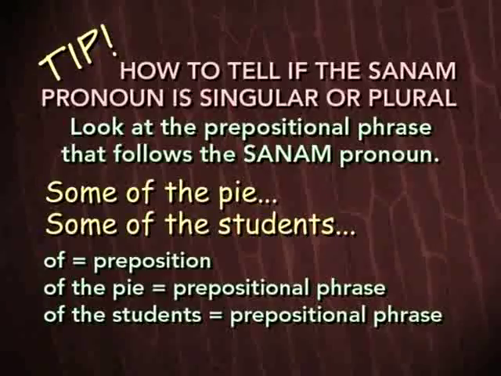If the object of the prepositional phrase is singular, then the SANAM pronoun is singular. If the object of the prepositional phrase is plural, then the SANAM pronoun is also plural. That's why some of the pie is singular, because pie is singular, whereas some of the students is plural, because students is plural. So look at the prepositional phrase that follows the SANAM pronoun, and that will give you a clue as to whether the SANAM pronoun is singular or plural.